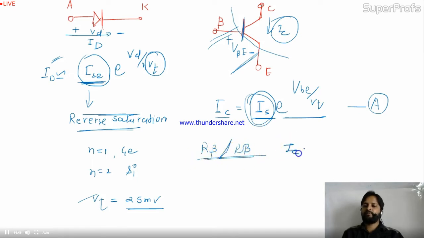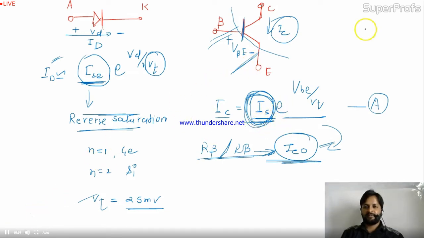One ICO will flow in the circuit due to minority carriers. I think you heard about this in electronic devices and circuits, or in the detailed study of transistor. So I'll not go deep into this. You have to remember the Is is the reverse saturation current.